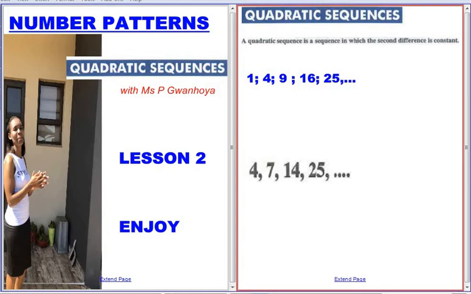In this lesson, we are going to do the quadratic sequence. Here, it's actually the second difference that will be constant. So we are going to dive right into this lesson and see what I'll be expecting of you this time around.